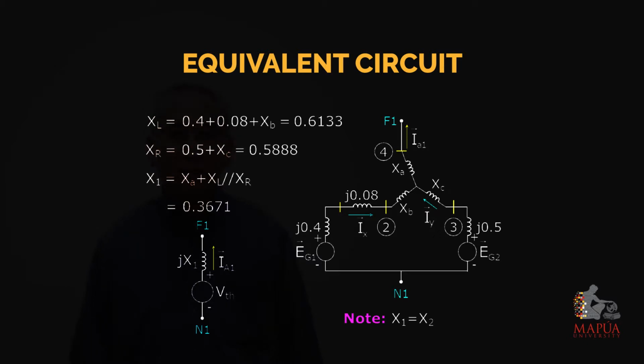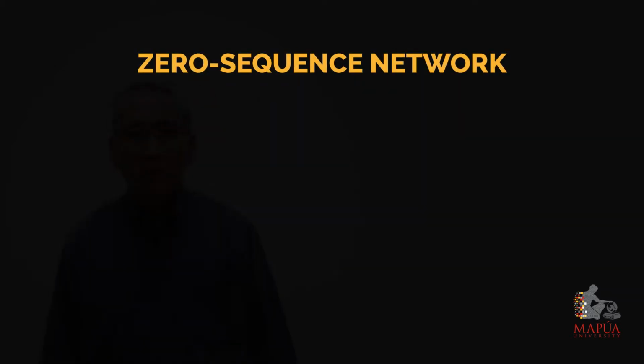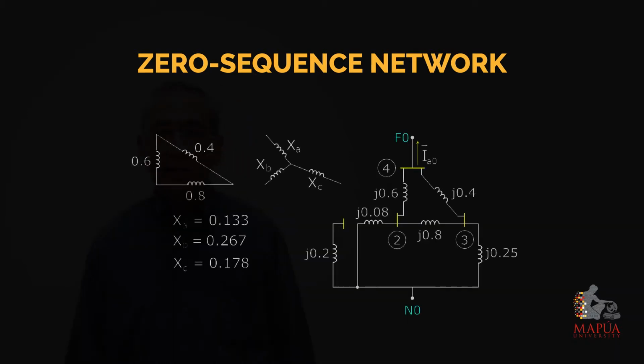We have X1 already given. Note that X1 is not equal to X2. For the zero sequence network, we now have this interconnection. So we have a system here, how it is connected, considering now the transformer, how it is connected. Is it Y grounded, or delta-delta? In our system, it is delta-Y grounded.